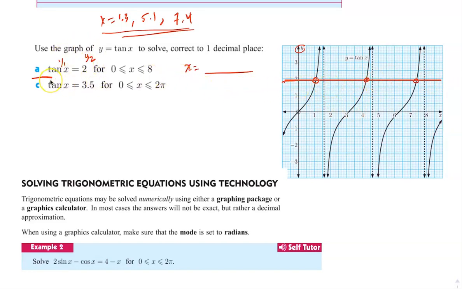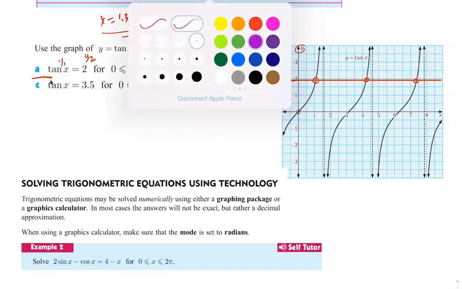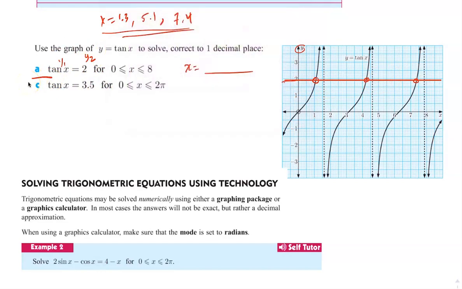Now look at C. They want to do the same thing, but in this case, they only want us to go to 2 pi. Now we could assume pi is about 3.14. So 2 pi would be 2 times that, which would be 6.28. So we actually only want to go to about 6.28, to around here. That's it. So our graph's going to go from here to about there. I'm not going to look at anything past that. Very important because it changes your answers.